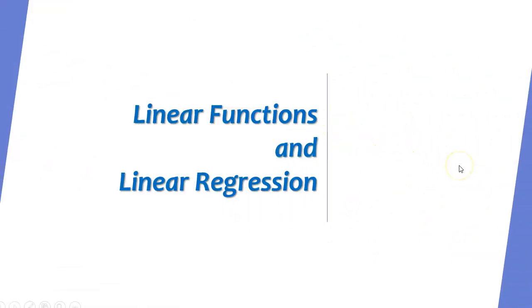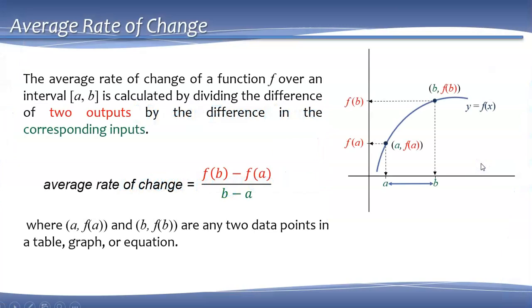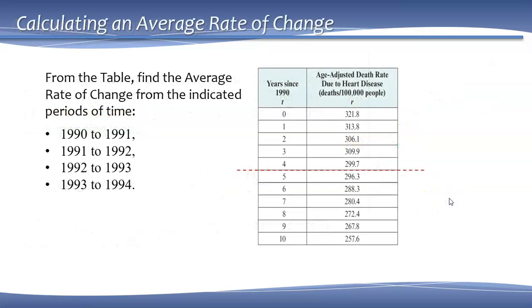So about linear functions, it is mandatory for you to refresh what the average rate of change is, because remember, the average rate of change of a function over a closed interval, in this case a and b, is the difference between two outputs divided by the difference between two inputs. That's the average rate of change.